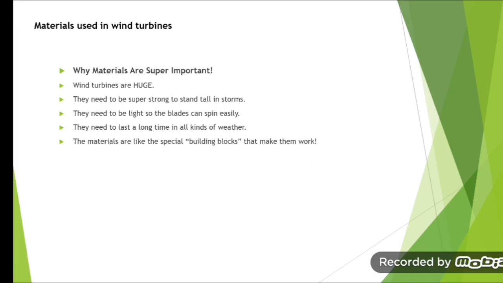Materials used in wind turbines. Why are materials super important in the making of wind turbines? The reason is that wind turbines are huge. They need to be super strong to stand tall in storms. They need to be light so the blades can spin easily. They need to last a long time in all kinds of weather. The materials are like the special building blocks that make them work.